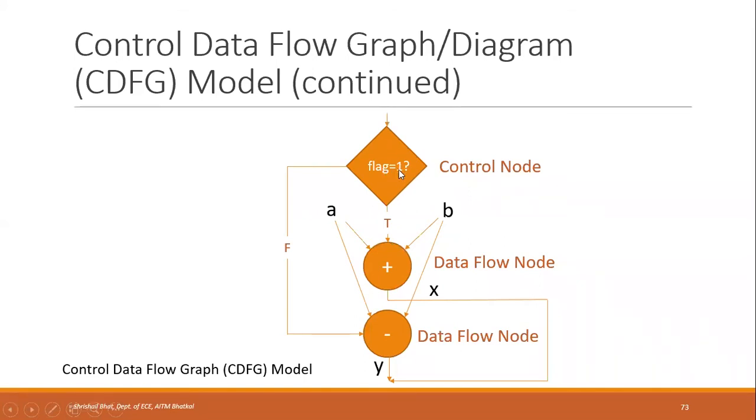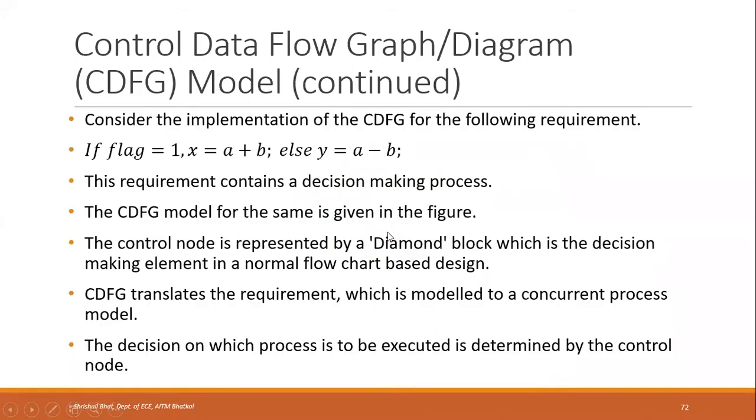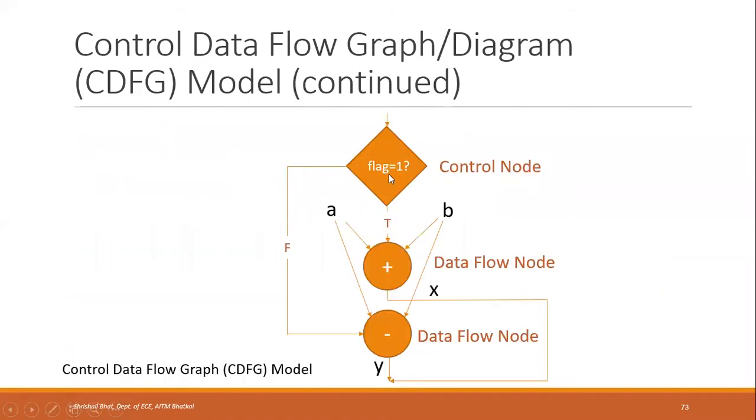If flag is 1, then there are two paths. Either it can be true or it can be false. T indicates it is true. If it is true, what has to be performed? If flag is 1, then x is equal to a plus b. So if it is true, you get the output as x, where x is equal to a plus b.